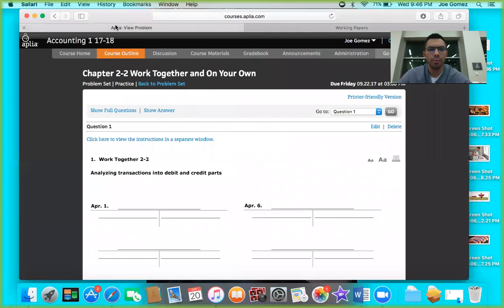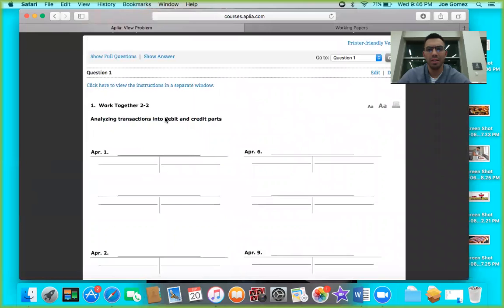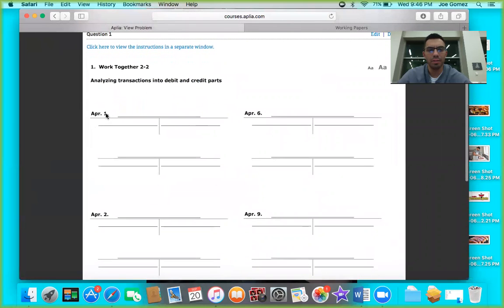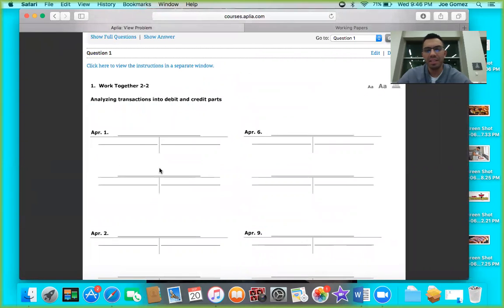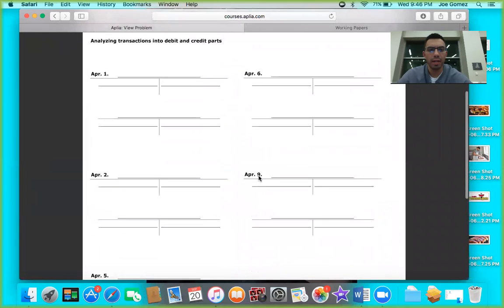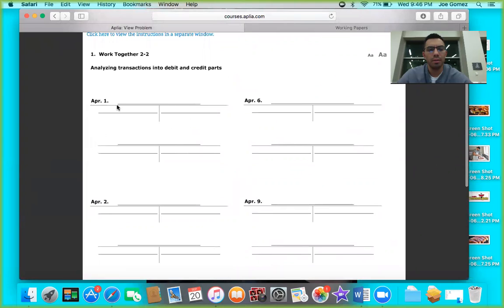All right, so when I'm here in Applia, what I see are dates. I see April 1 all the way through April 9th. Okay, and I see these T accounts. Remember, we learned a little bit about T accounts in the last lesson. You'll notice that each numbered date has two T accounts, which signify the two accounts that are going to be affected in every transaction. If you think back to what I said before, in each transaction there's going to be at least two accounts that are affected. Each of these T's and each of these dates will signify each of those specific accounts.